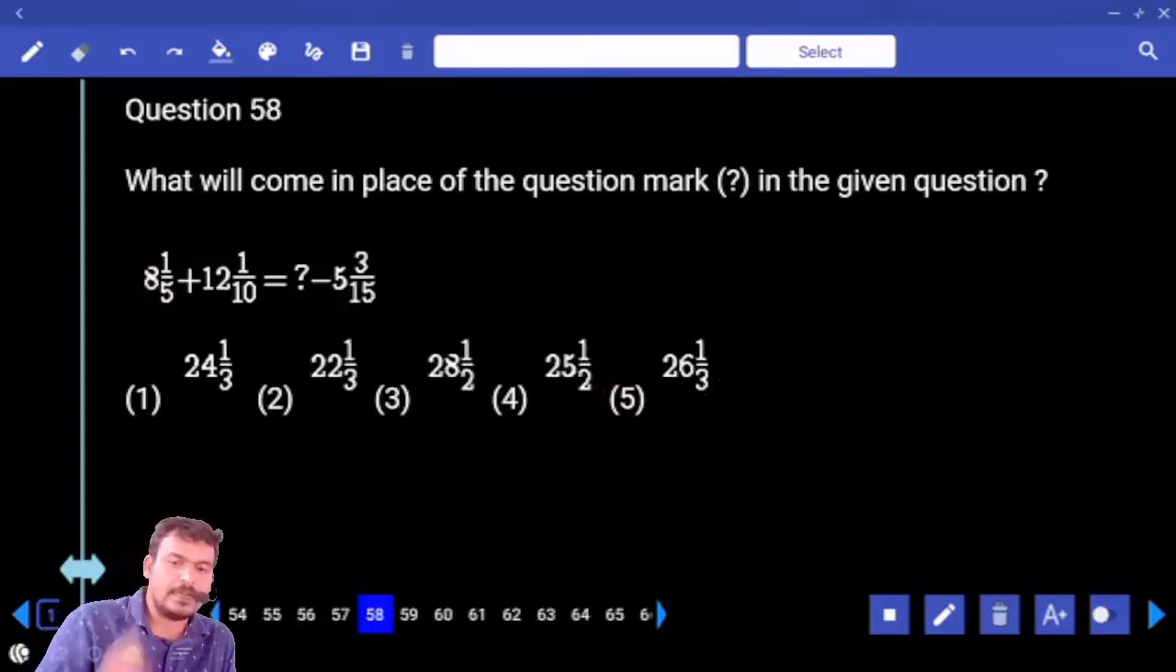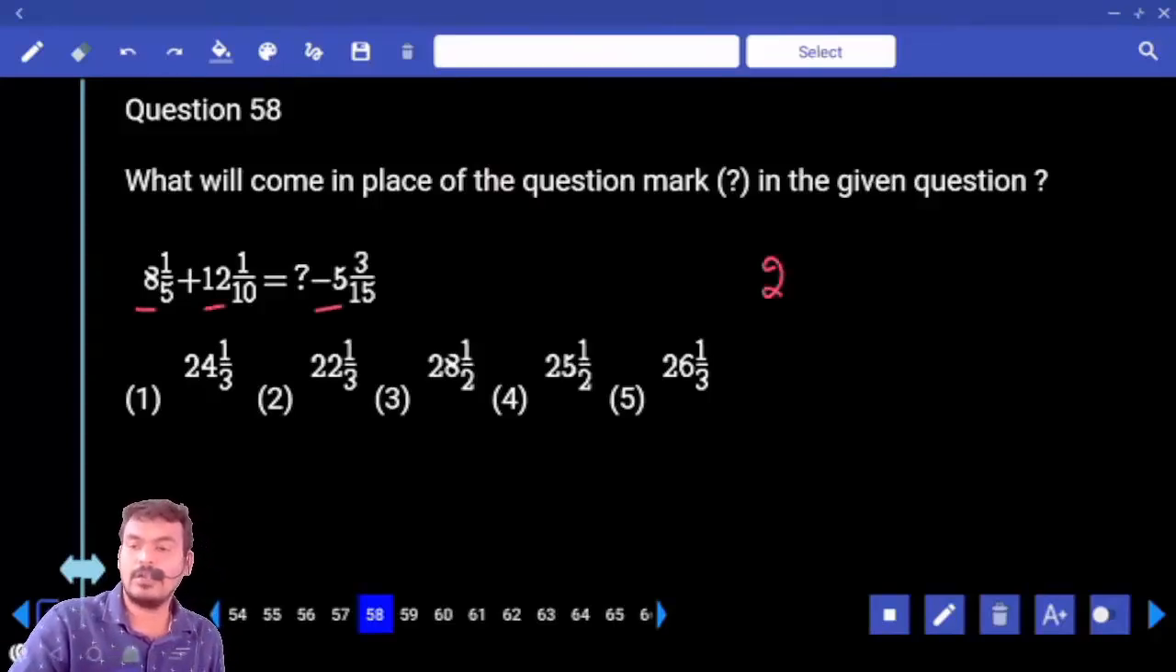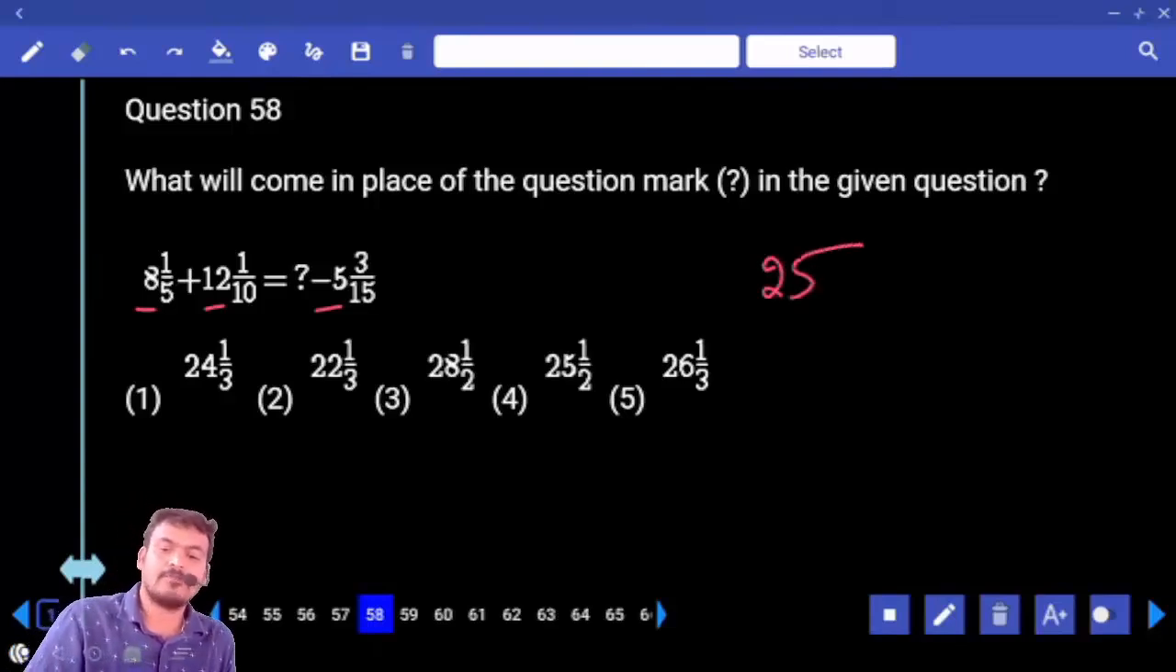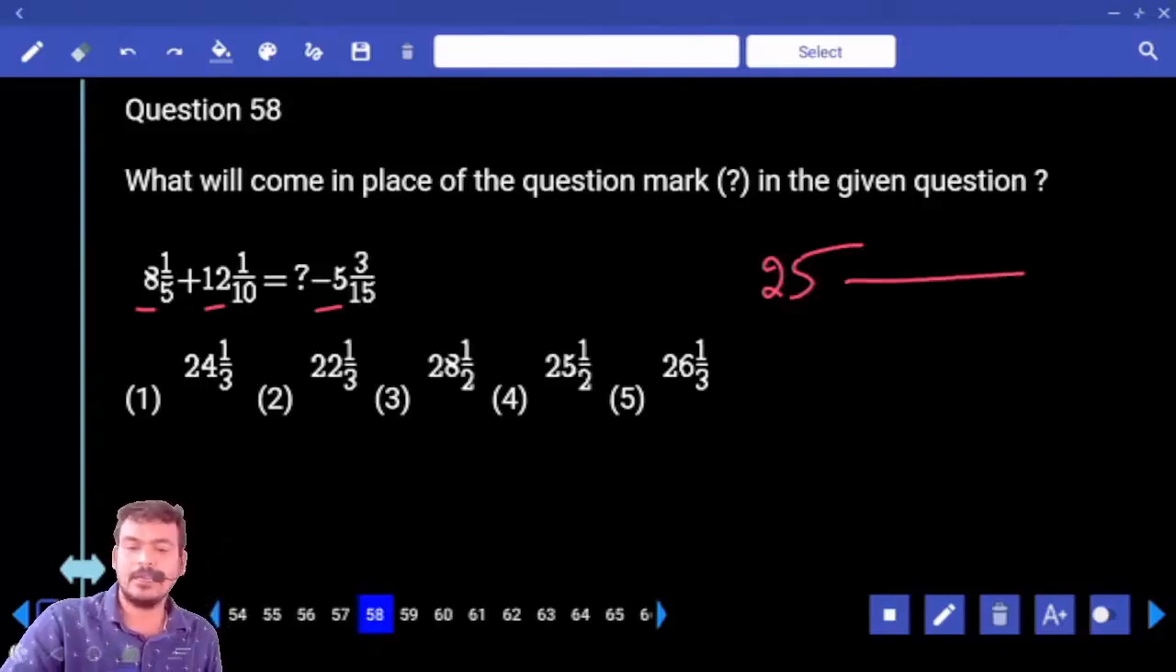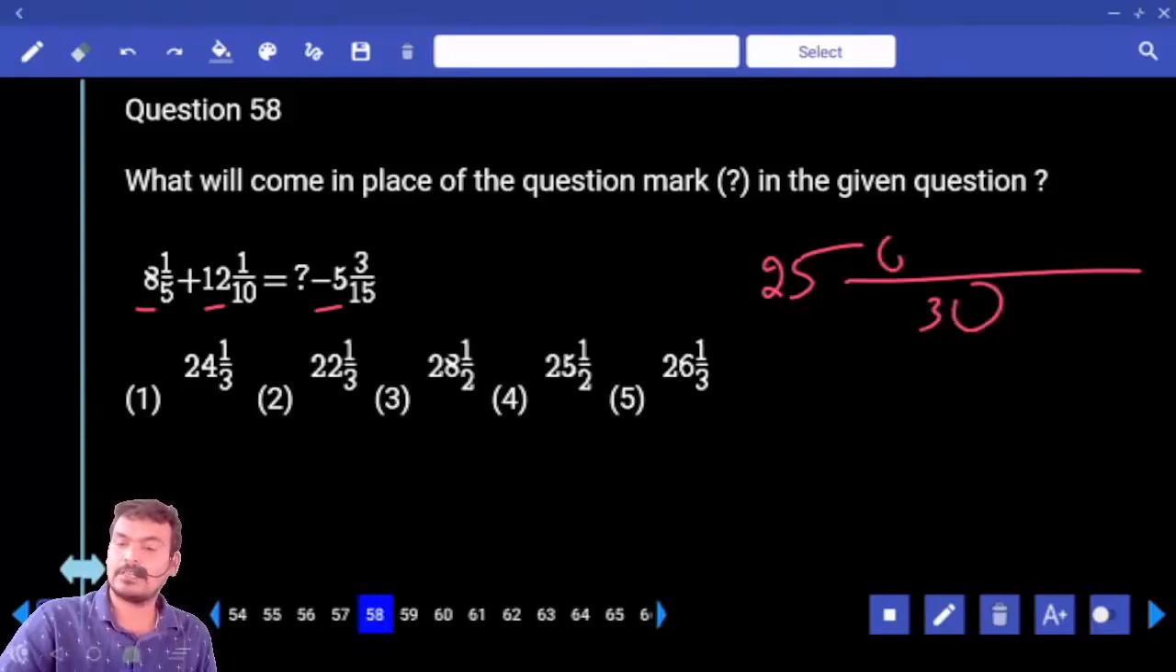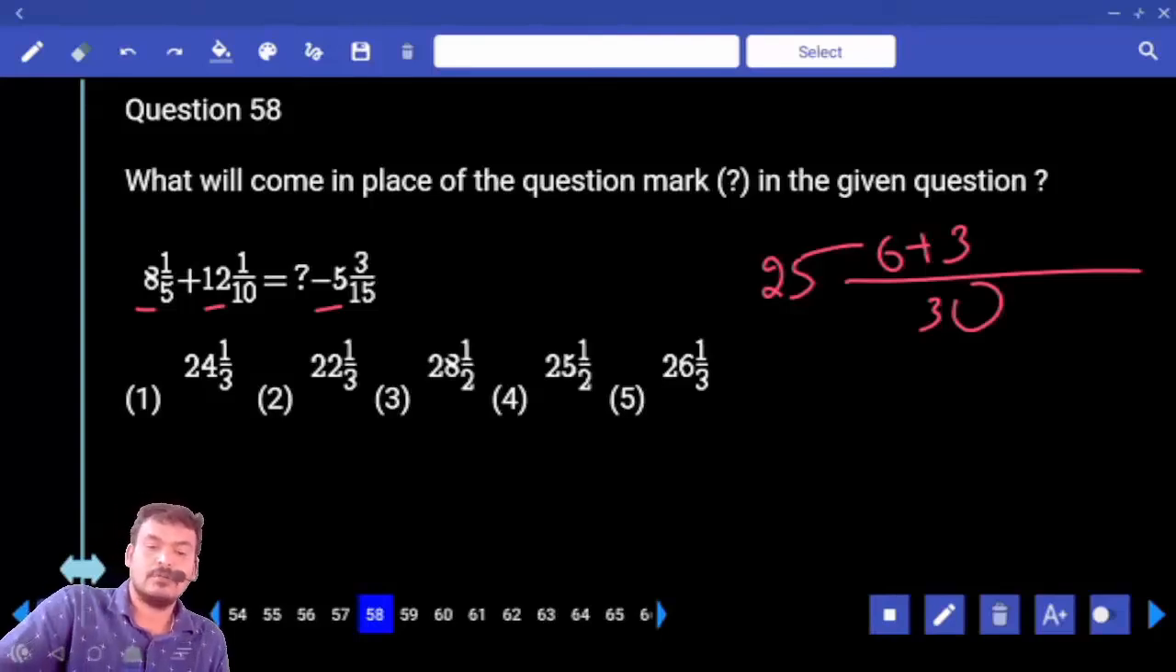First priority, integers, either adding or subtracting. 8 plus 12, 20. 20 plus 5, how much? 25. After that, fractions, either adding or subtracting. What is the LCM? 30, or not? 5 how many times? 6 times. 10, 3 times. 15, 2 times. Plus 2 or minus 2? Plus 2.